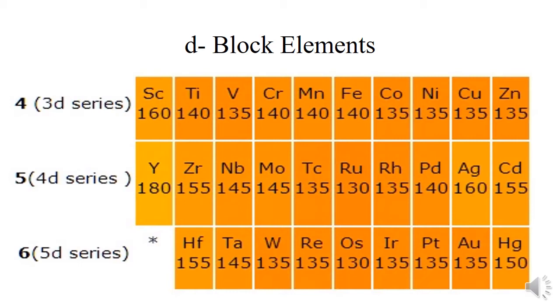And the fourth transition series or the 6d series corresponds to the filling of the 6d sublevel, which starts with actinium and is followed by the elements with atomic number 104 onwards.